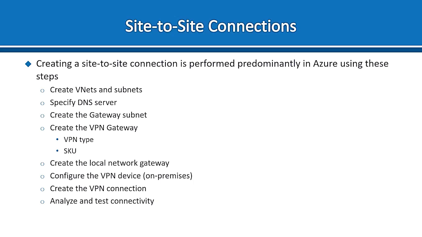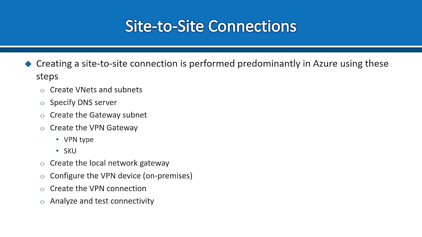So let's talk first about the site-to-site connections. This is done predominantly in Azure, and these are the high-level steps. We'll also walk through how we do this. But the first step would be to create the virtual networks and subnets. And we've already done that. We understand the concept. But we need to create these subnets with the on-prem network in mind. Okay, so we need to make sure that our address ranges correspond with one another and that there are no conflicts.